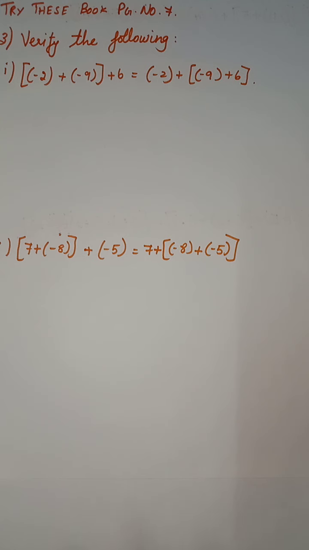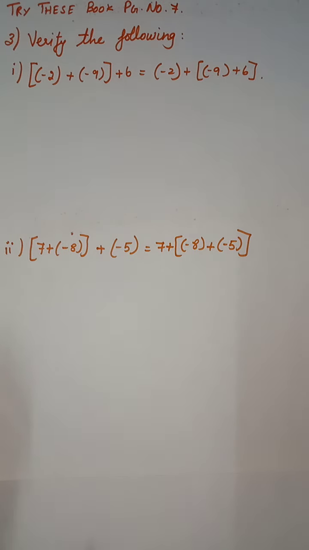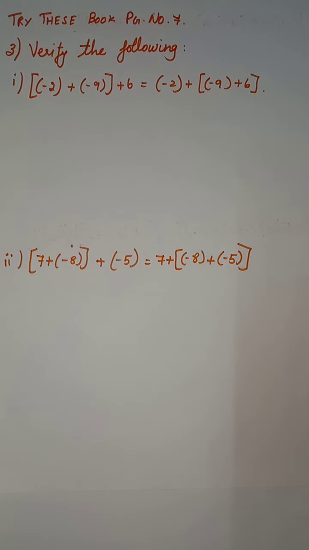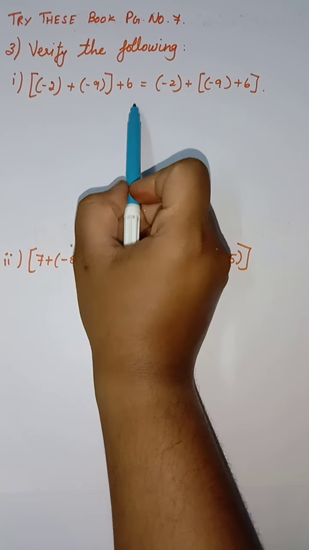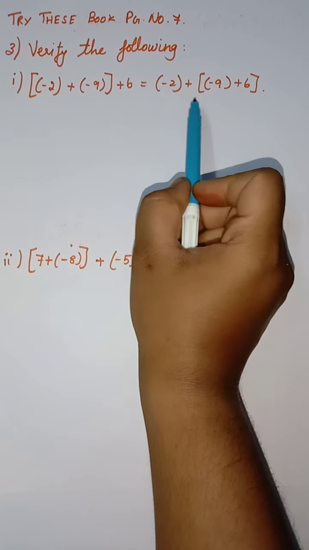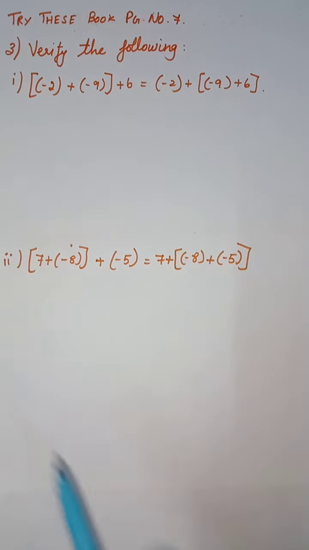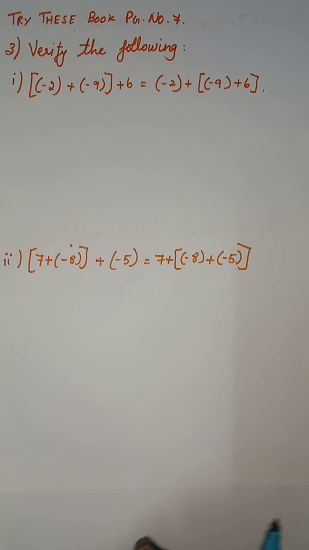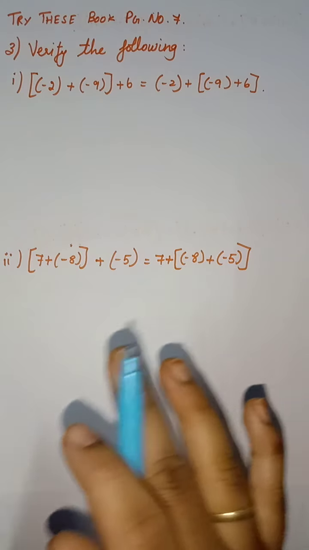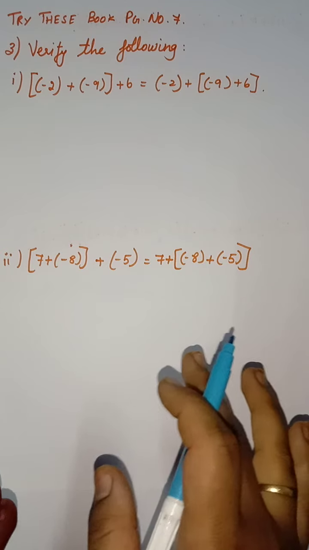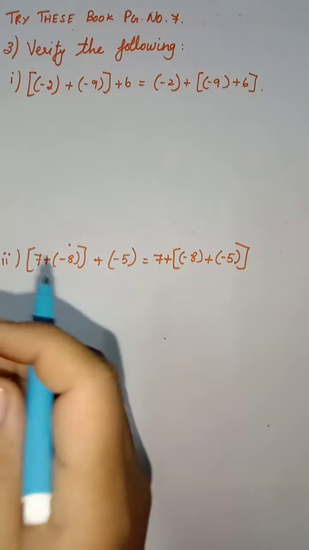Please note it down, then only you will easily understand how to do it. Otherwise you will be confused. Now the first question: minus 2 plus, bracket, minus 9 plus 6, equal to, bracket, minus 2 plus minus 9, bracket, plus 6. They have given two sides. We have to complete one side and then do the other side, to see whether the two sides are equal or not.